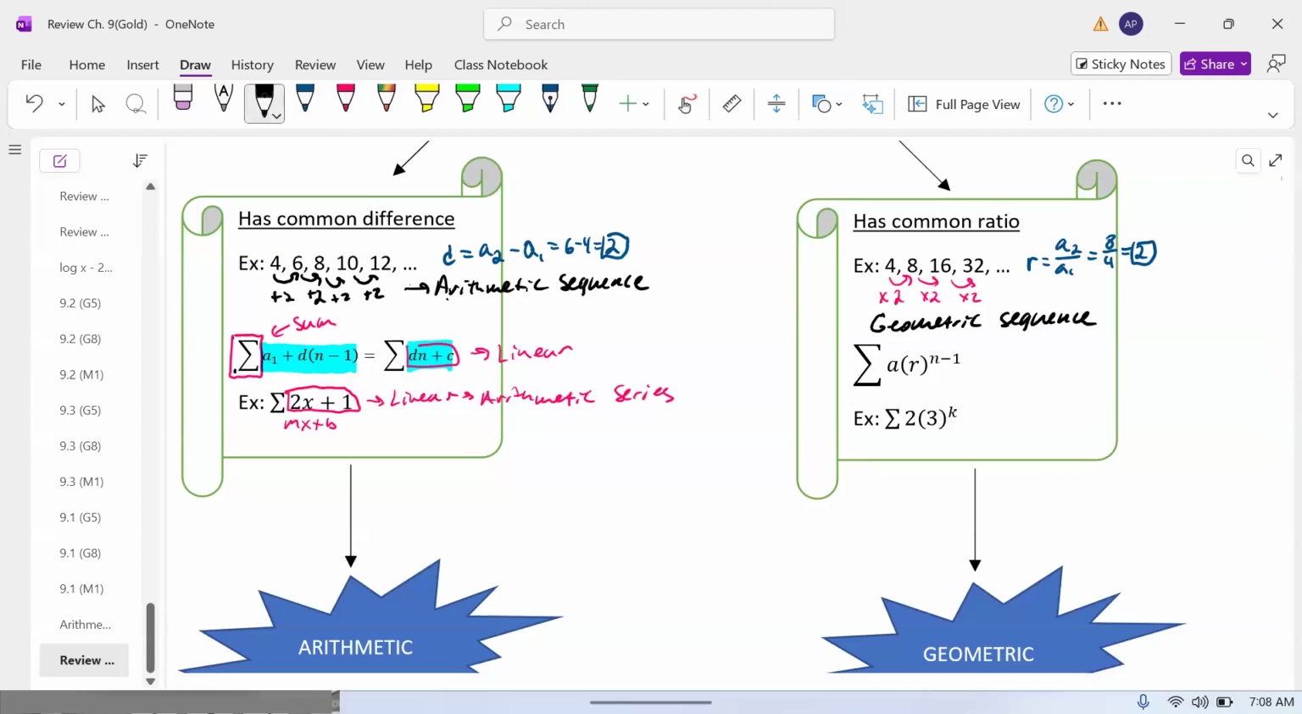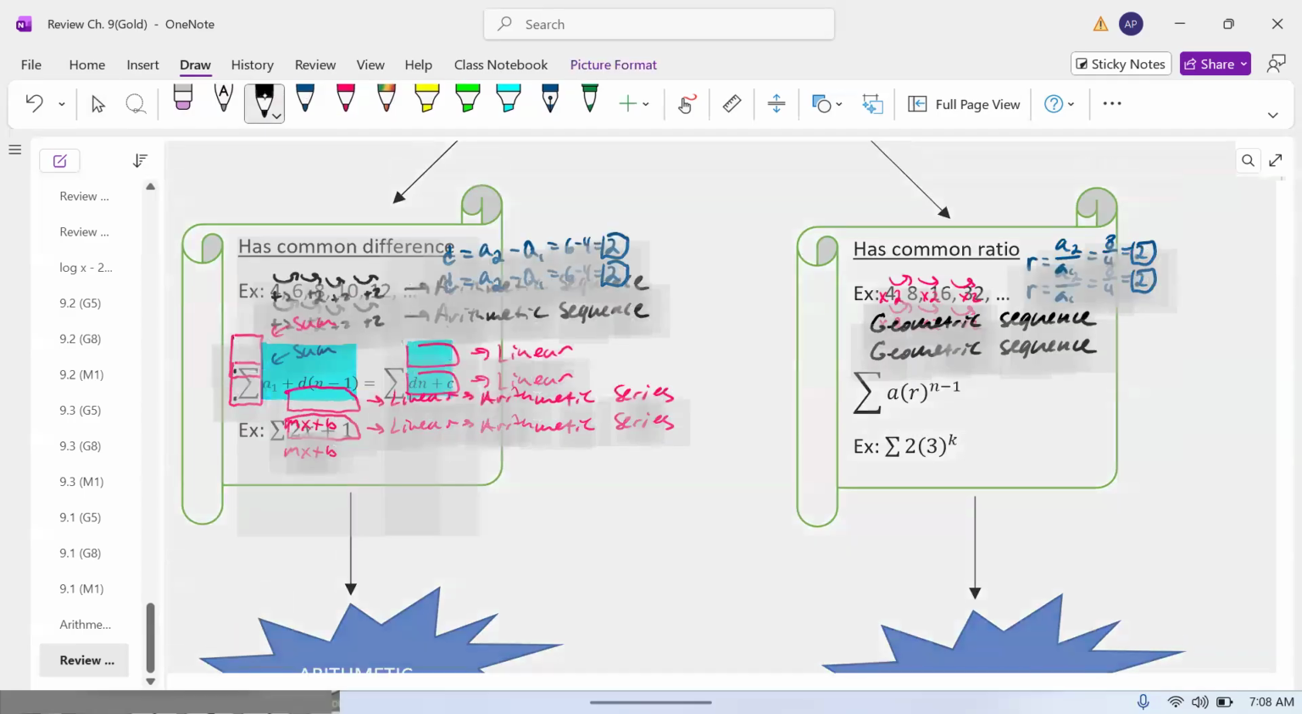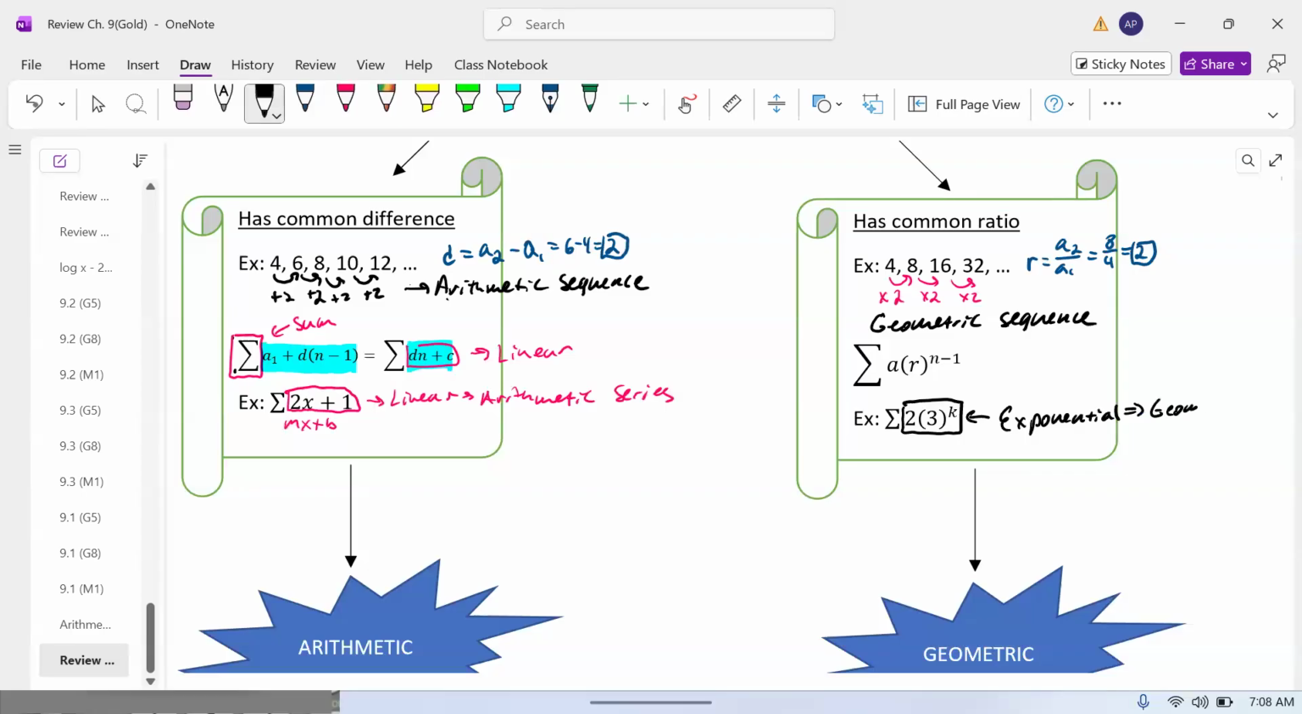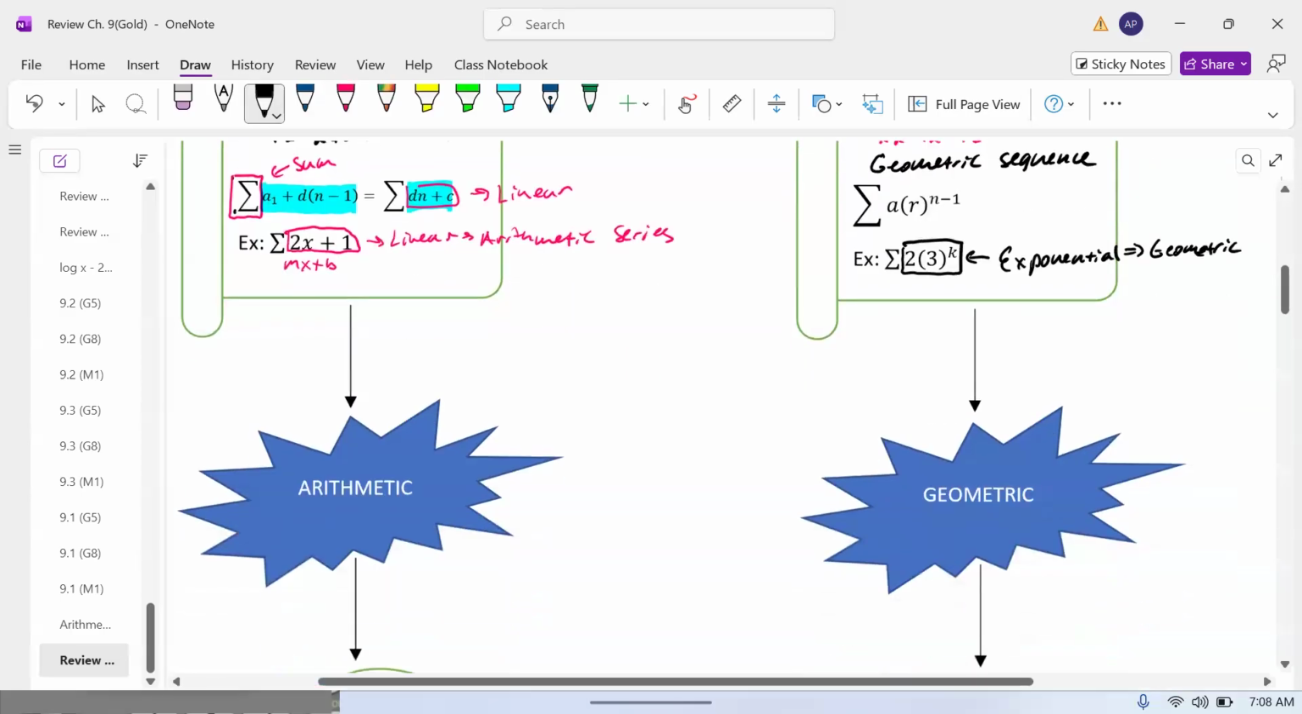And if we're looking at it in sigma notation, then we recognize that it's going to be geometric by looking at the expression for the nth term, and if it's exponential, then it means that it's geometric. So if it's an exponential form, then it's a geometric series. Therefore, we see arithmetic and geometric sequences and series.